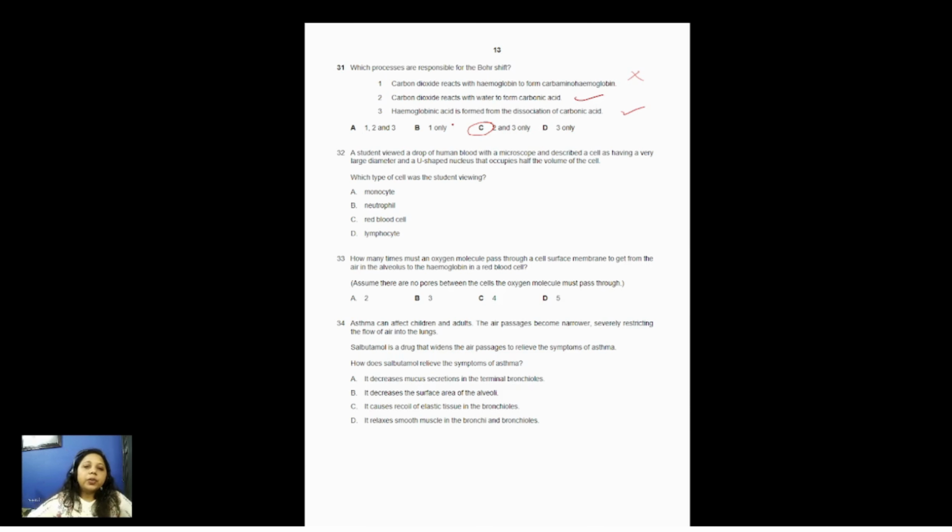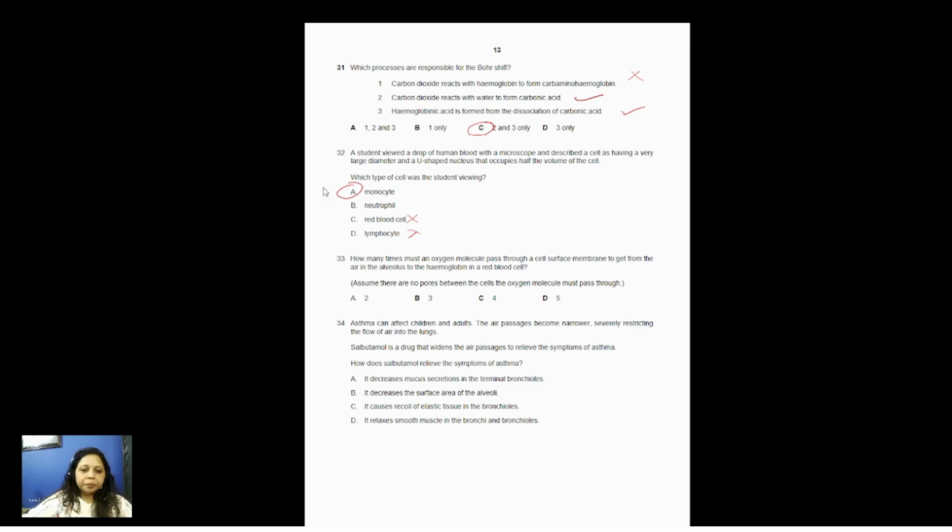Number 32, a student viewed a drop of human blood with a microscope and described a cell having a very large diameter and a U-shaped nucleus. So definitely it is not going to be a red blood cell. So let's put a cross on this. So we have 3 other white blood cells which have a nucleus. Number 1 is the monocyte. Let's say it's the answer, neutrophil and lymphocyte. Lymphocyte basically has a bigger one. It's a lobed one, meaning it has different parts, so it cannot be the one. So the option is monocyte. It's a U shape.